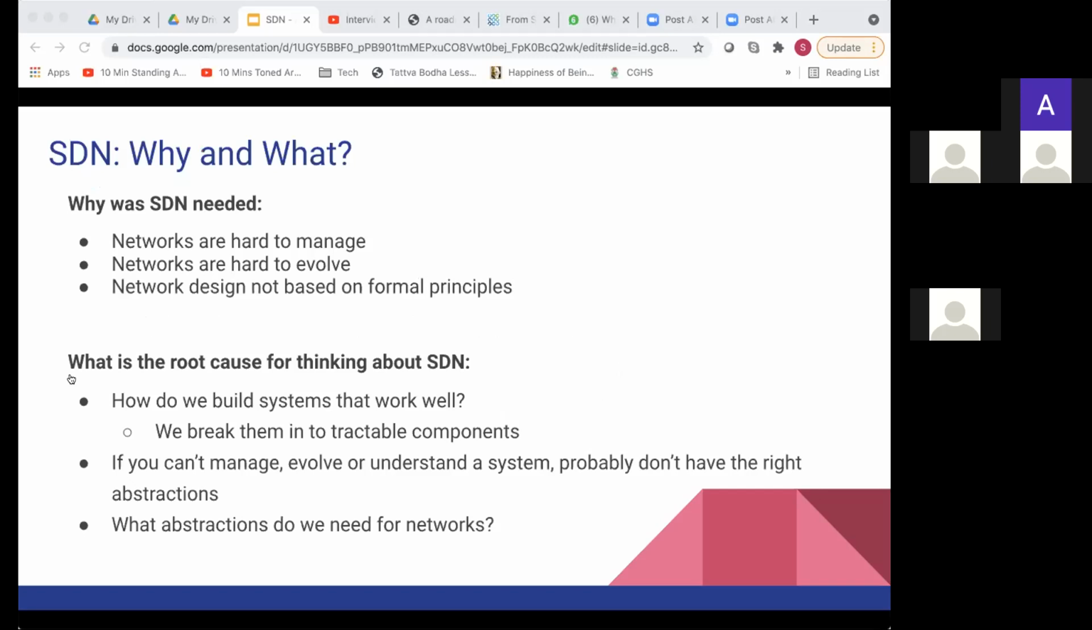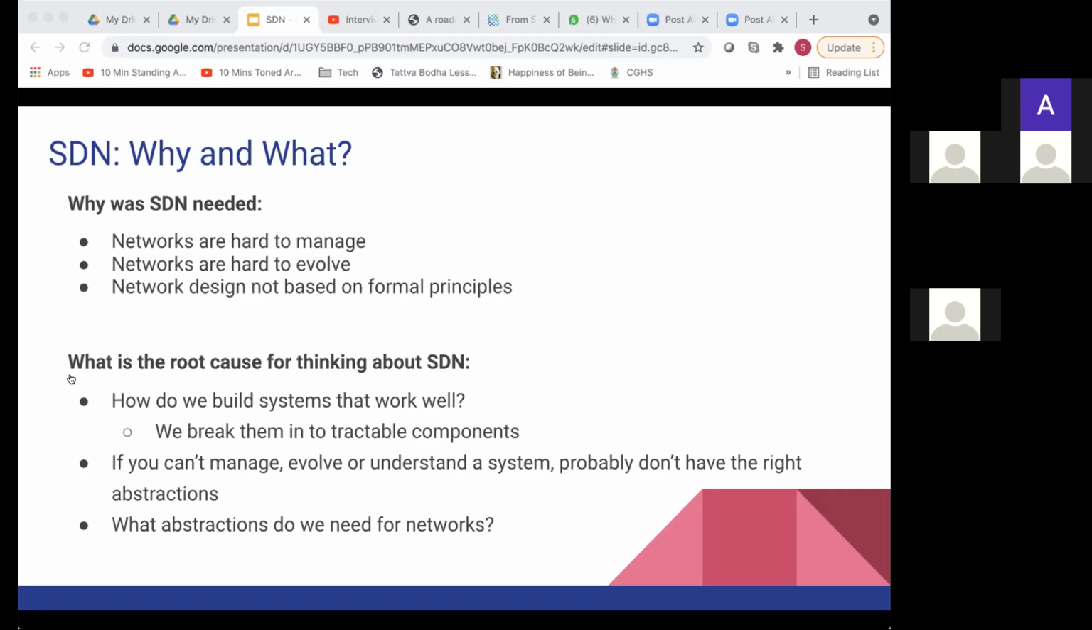So, sort of reiterating what we were talking about is the why and the what, right? Why was SDN needed? It was hard to manage, networks are hard to evolve, and the network design itself was not based on any kind of formal principles. What do you mean by that?